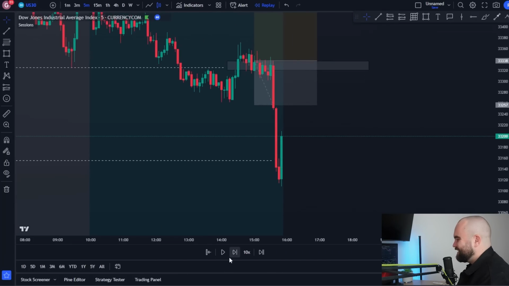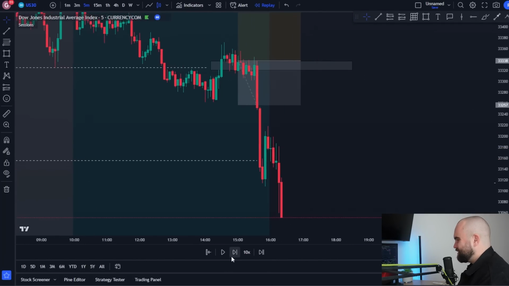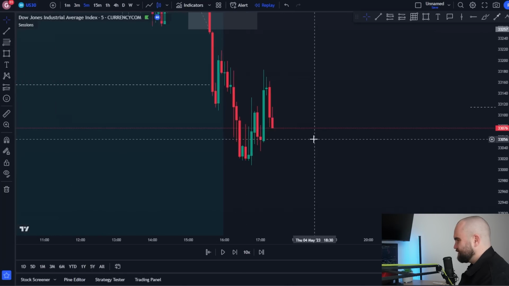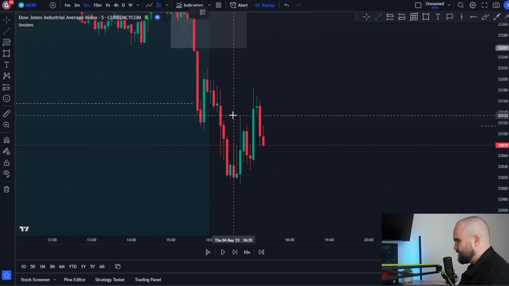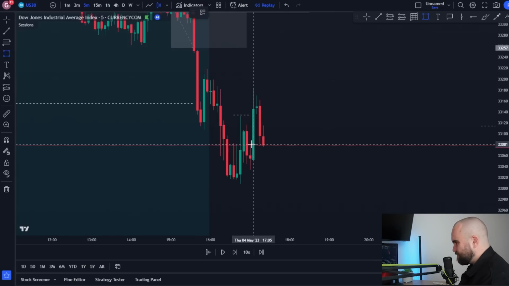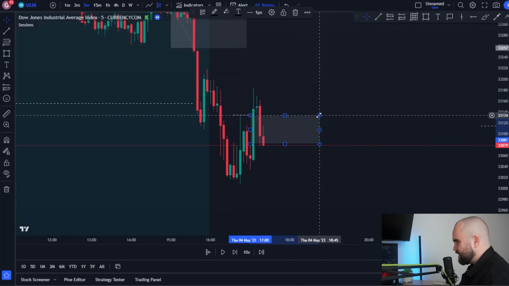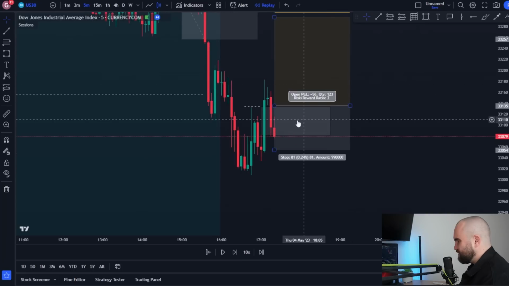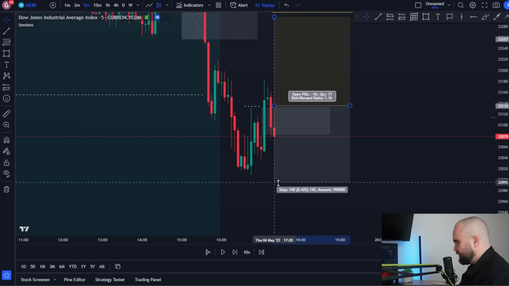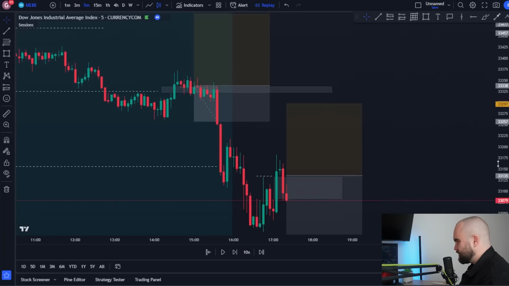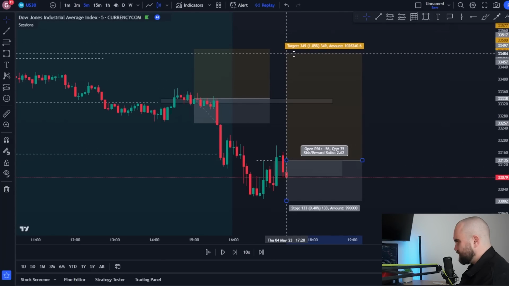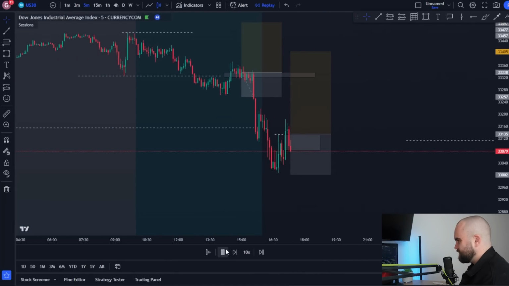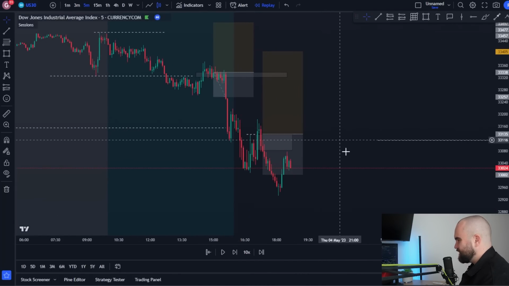Okay, so let's see if we get the actual entry now as according to our rules. There you go. There's the change of character. And here is the gap, so we would enter right here as part of our rules. However, we are out of session, but let's just see if it plays out, guys. Again, stop loss is pretty massive. Just a disclaimer as well, this is not valid either. Okay. And there you go, guys.